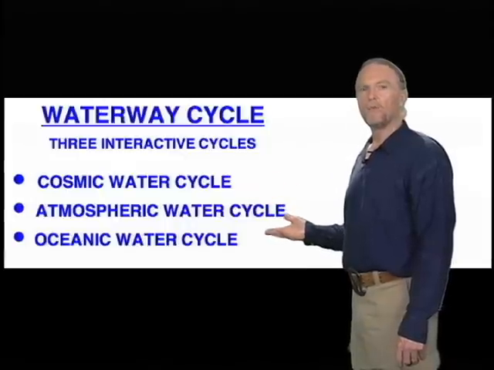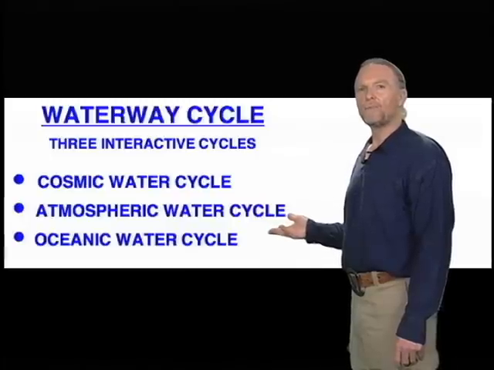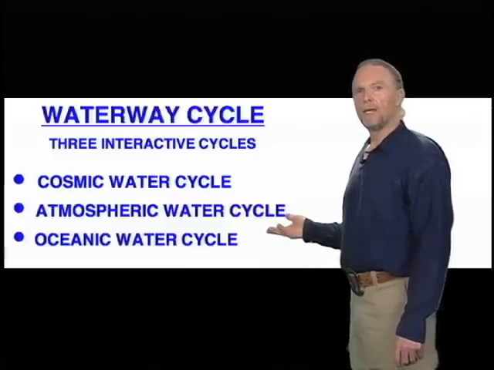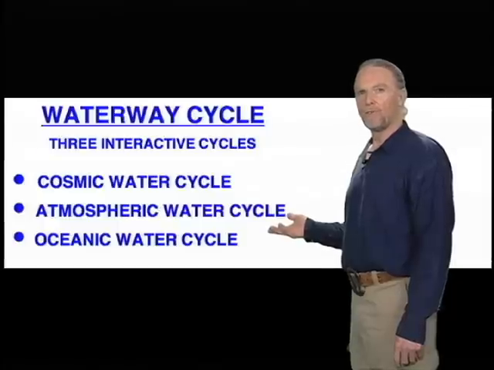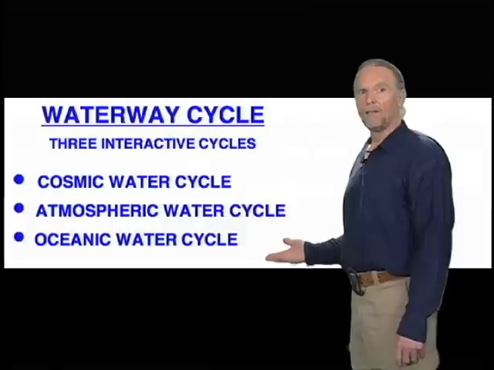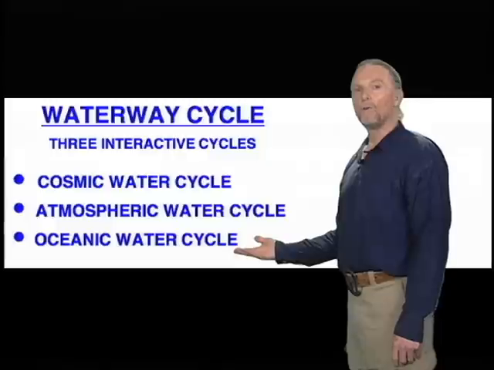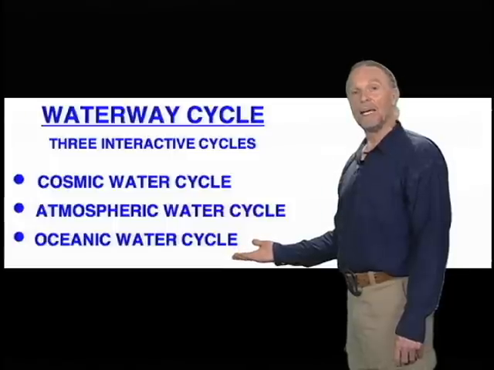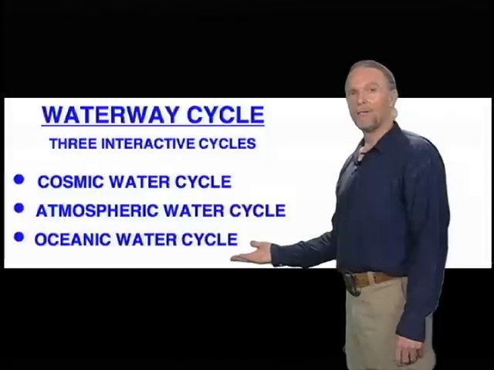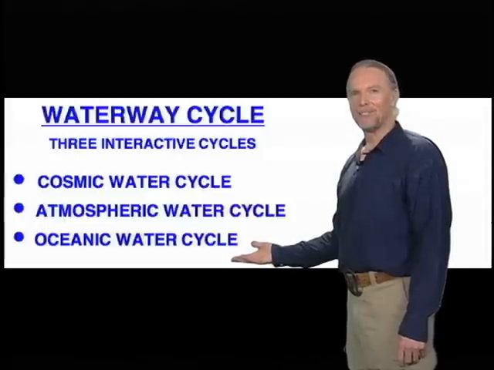Then we have the atmospheric water cycle that is driven by the heat of our sun, whereby we have evaporation, condensation, precipitation, and collection. And then we have the oceanic water cycle, where all the water in Earth's oceans is circulated down to the core of our Earth and creates a new ocean, a new body of water, approximately every 7 million years.